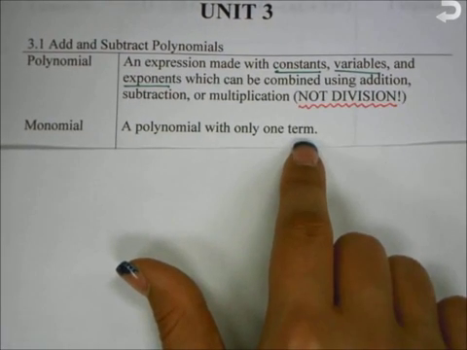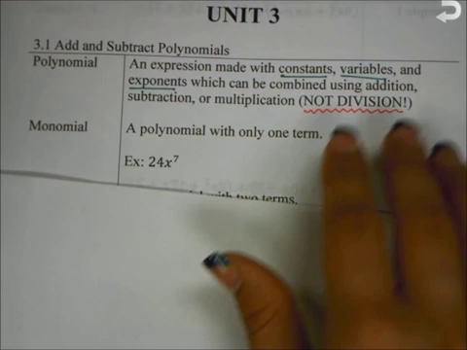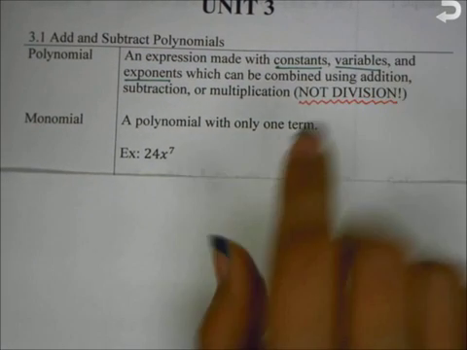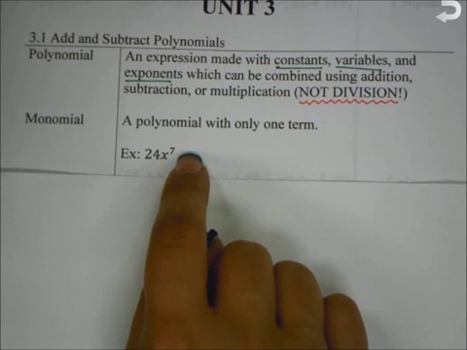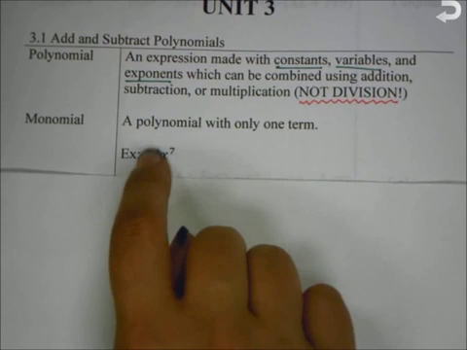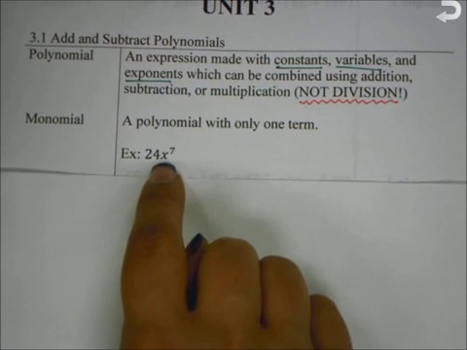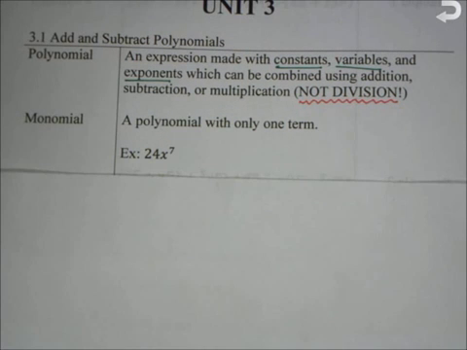So what's an example of this? One term would be considered something like this: 24x to the 7th. There's just one term. It's all lumped together. Even if you have something like xy, with 2 different variables in there, it's still considered one term. It's still a monomial. So things that are connected by multiplication are all one term.